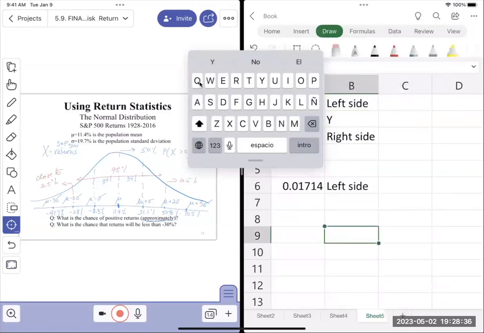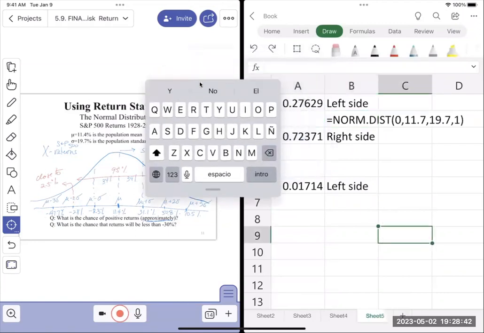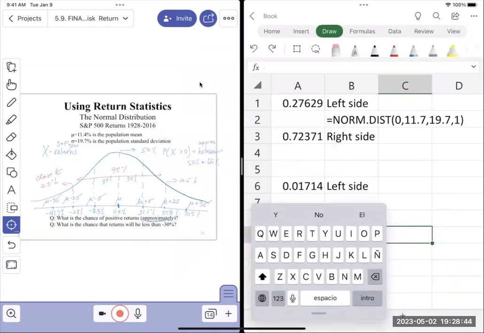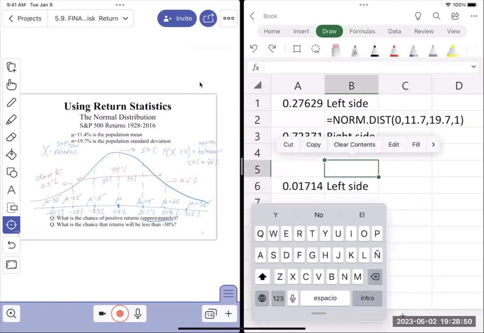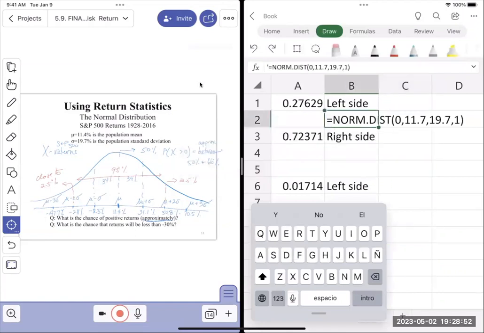No, I want to get out of here. Not good. So all I did was, I can't copy it.